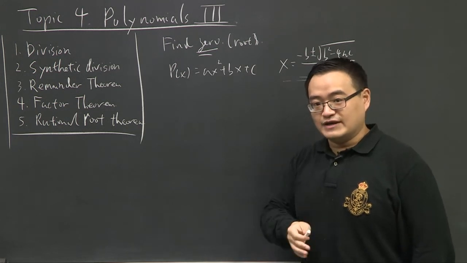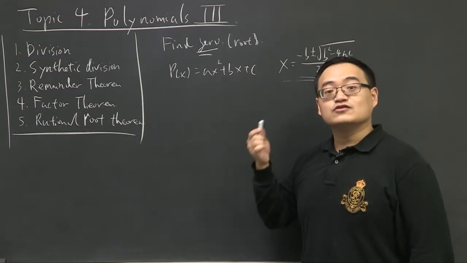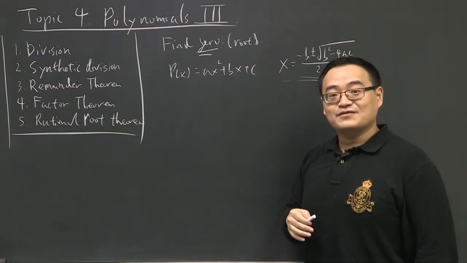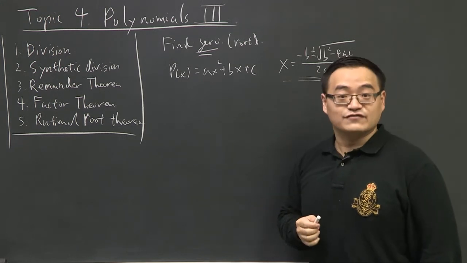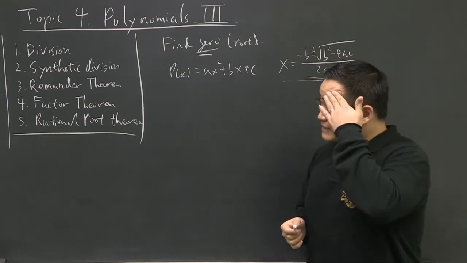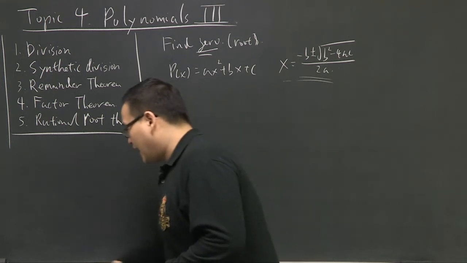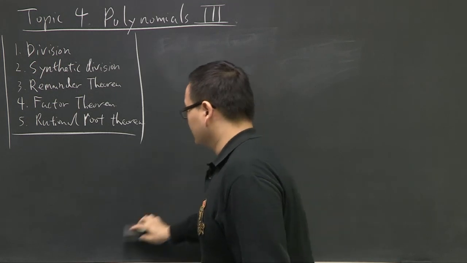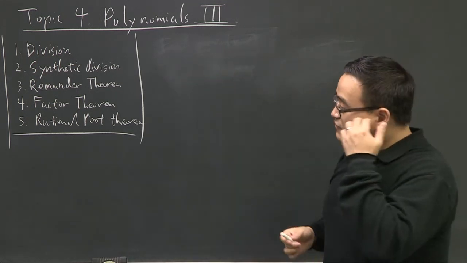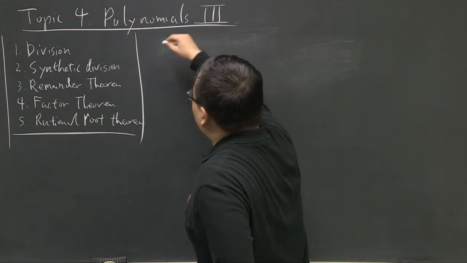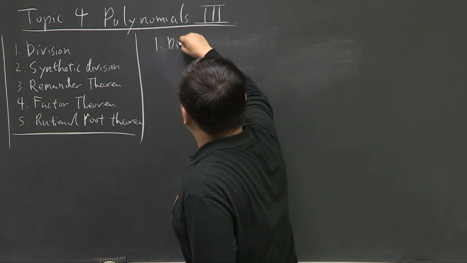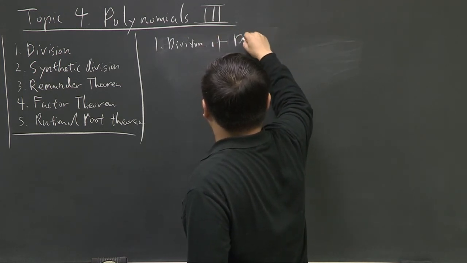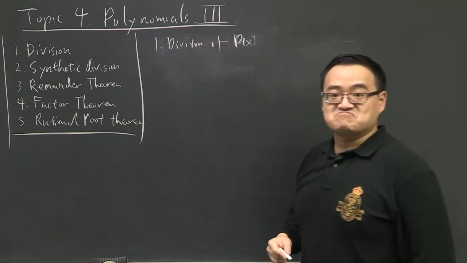Doesn't matter if you have a third degree, a fifth degree, or a 20th degree polynomial. The goal is to reduce that polynomial all the way down to the second degree, because when you get there, you can use the quadratic formula to find the roots. So let's do some housekeeping before we go on discussing the different root theorems we can have. Let's talk about division. Kind of important. How do I do division of polynomials, or p of x?